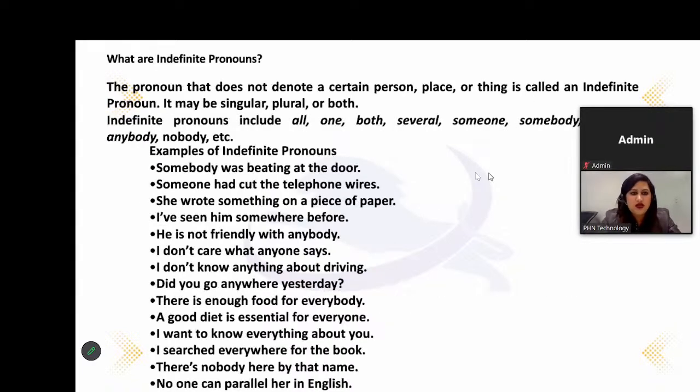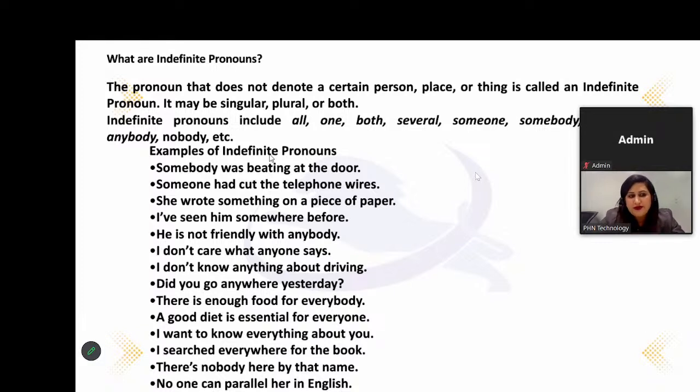Yes. Now the pronoun that does not denote a certain person, place or thing is called an indefinite pronoun. It may be singular, plural or both. Indefinite pronouns include all, one, both, several, someone, somebody, anyone, anybody, nobody, etc. So these are the examples of indefinite pronouns.